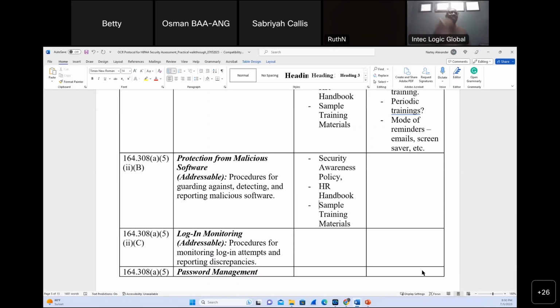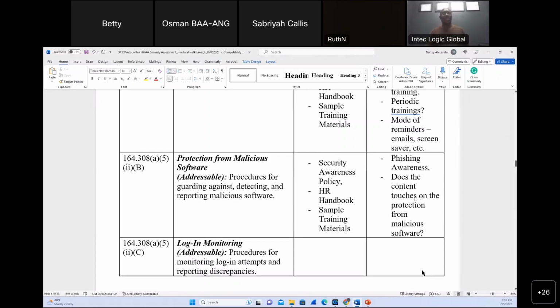You need to constantly train people that there is some malicious software out there, and if you don't know it, don't click on it. Make sure that you know, or talk to the right people, before software is installed. So here you can also check the content. Does the content of the training they are offering to the workforce touch on protection from malicious software? It's really, really important.